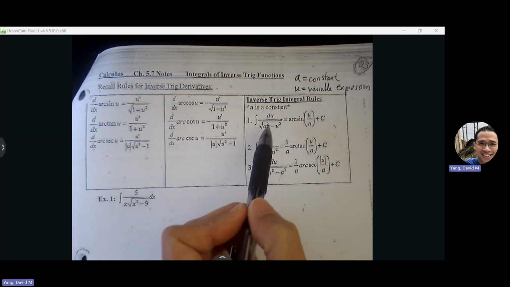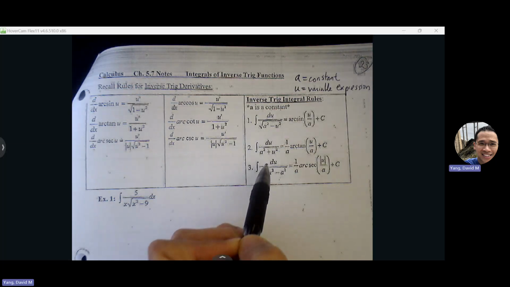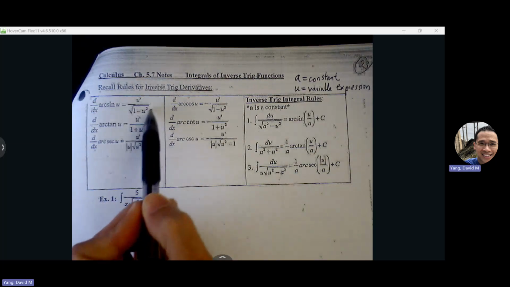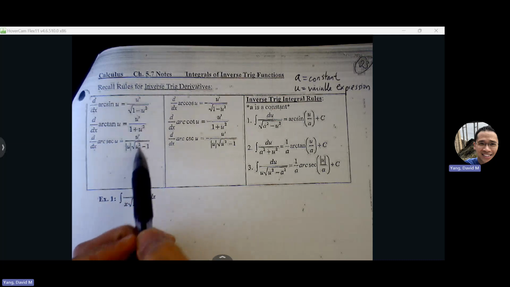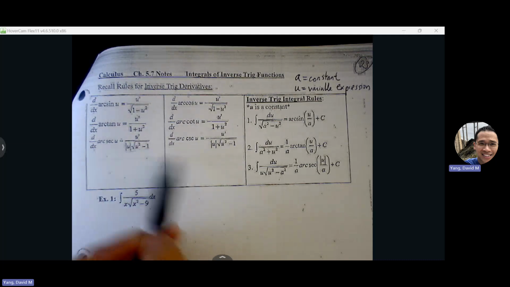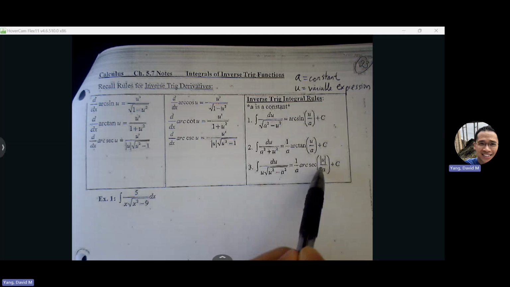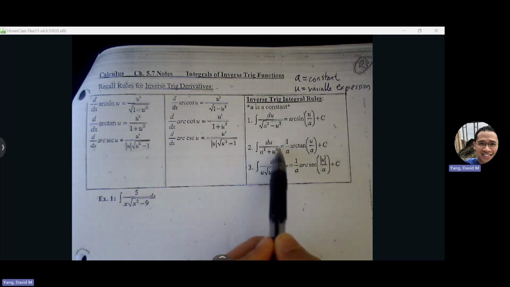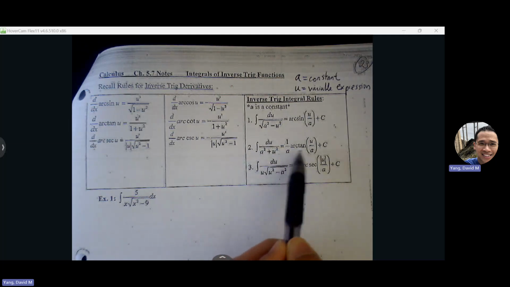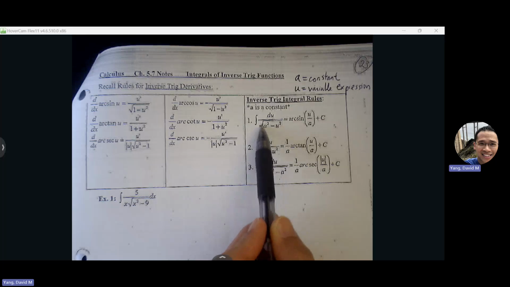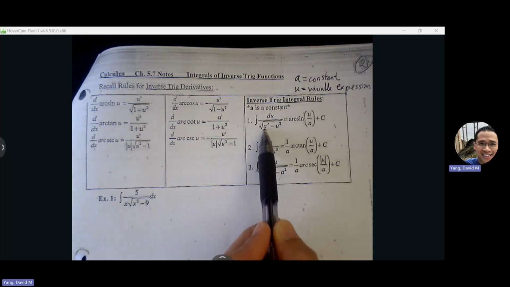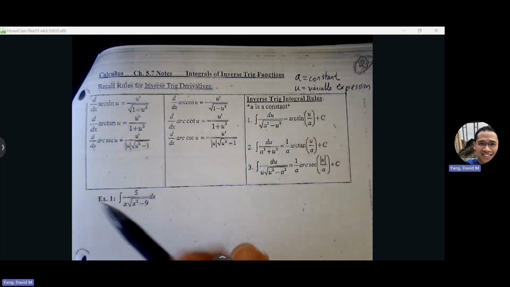I have a way of remembering, so similar to arc sine, arc tangent, arc secant. You can see that arc secant is the only one with the absolute value on the right side. If there's no radical, then it's going to involve arc tangent, and then arc sine has a square root with the constant being first, followed by the variable.